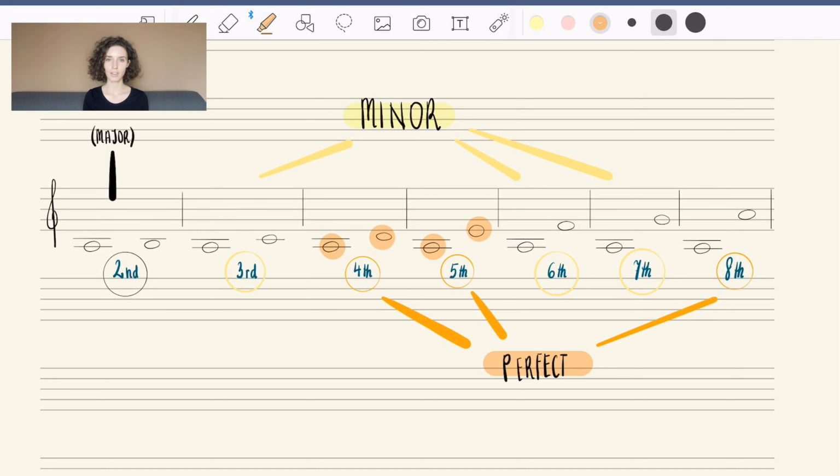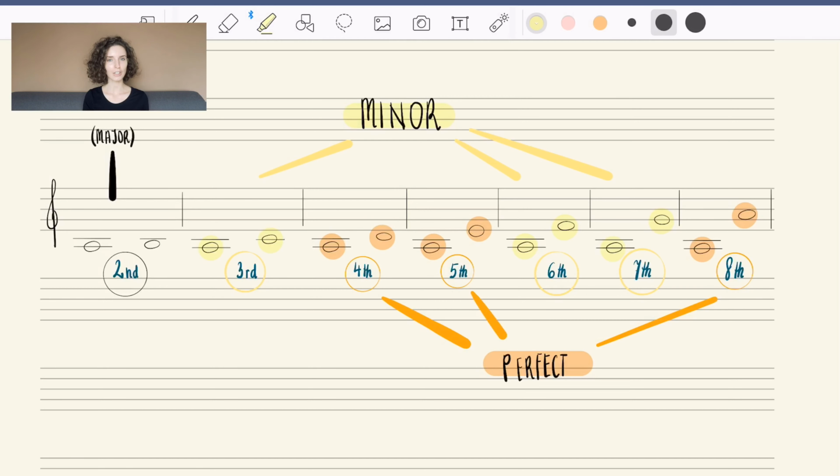Let's pay attention first to the perfect intervals. Just as in major scales, in this minor scale, the perfect intervals are the fourth, the fifth, and the octave. A to D, A to E, and A to A. Now let's pay attention to minor intervals, the third, the sixth, and the seventh. These are minor intervals. From A to C, a minor third, from A to F, a minor sixth, and from A to G, a minor seventh.